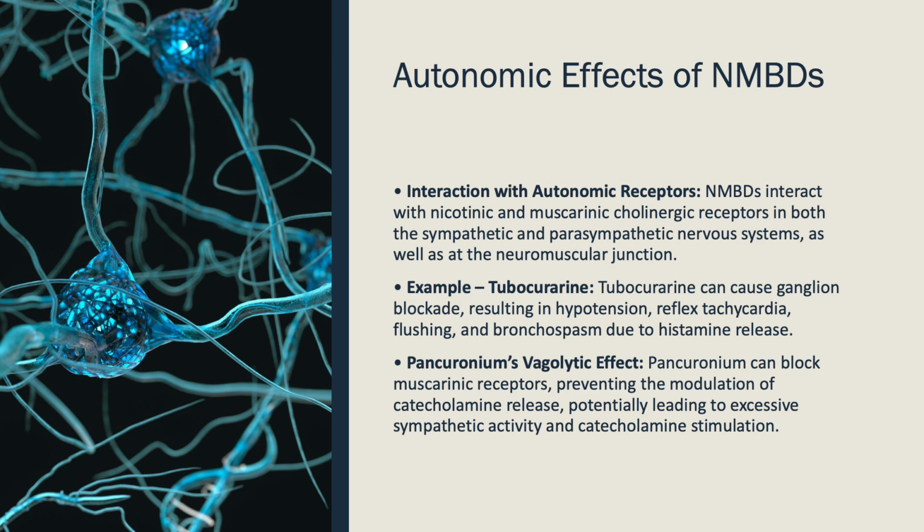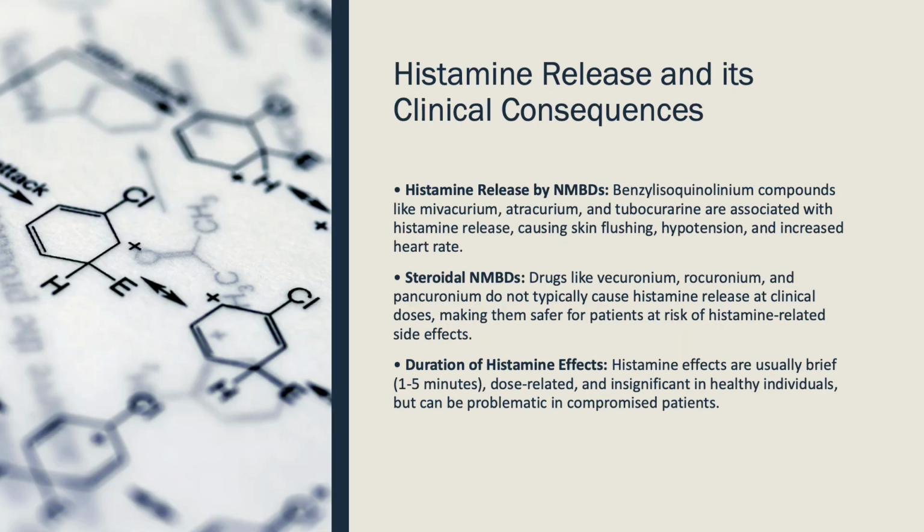So, for example, curare, okay? This can cause some ganglionic blockade. This can cause hypotension, reflex tachycardia, histamine release, flushing and bronchospasm. Pancuronium has those vagolytic effects, okay? This action can suppress the modulation of catecholamine release, leads to excess sympathetic activity, increased heart rate, okay? You have to pay close attention to this.